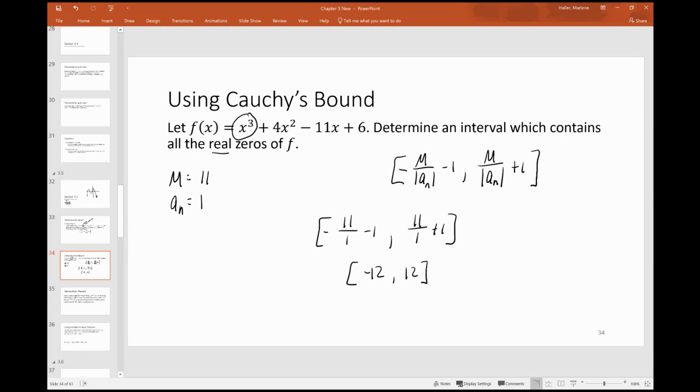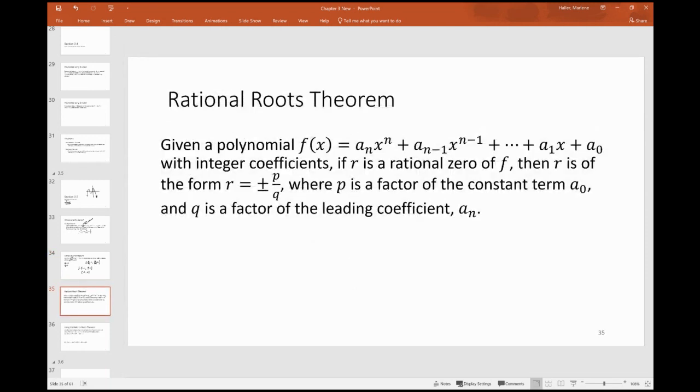So the interval that contains all the real zeros is helpful in finding them, but how do we actually go about finding what those zeros are? Well, we have another theorem called the rational roots theorem. The rational roots theorem finds all the possible real zeros of a polynomial, right?